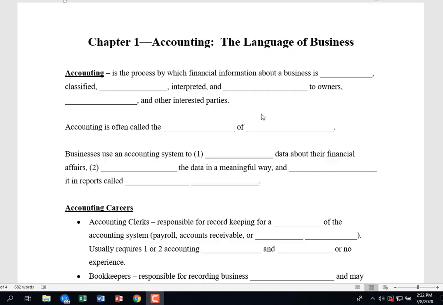Hi class, this is your instructor, and today we're going to go over some of the highlights out of Chapter 1 in the Small Business Accounting textbook. And it starts with just the simple definition of accounting, which is the process by which financial information about a business is recorded, classified, summarized, interpreted, and communicated to owners, managers, and other interested parties.